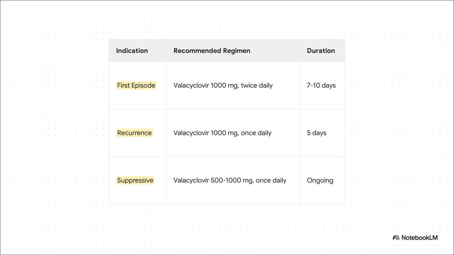Okay, but now let's see how that compares internationally. For instance, with the CDC guidelines. Right away, you see a pretty big difference. For that same first episode, the CDC goes for a much higher dose, a full 1,000 milligrams twice a day, and they recommend treating for longer, 7 to 10 days. This isn't just a trivial point. It's a really important distinction to have in your back pocket when you're reading international studies or managing patients.